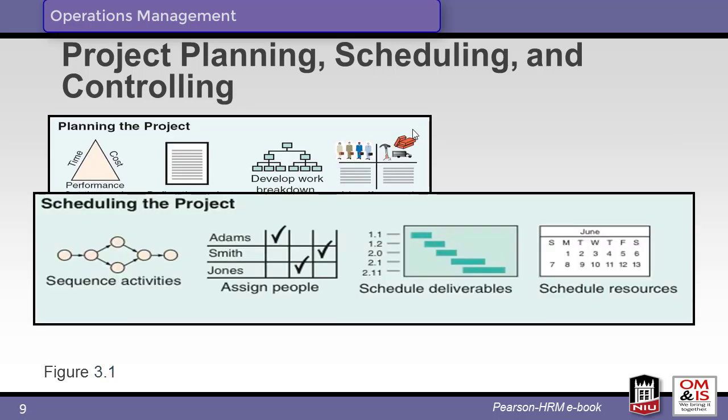Once the plan is complete, the schedule is defined. Scheduling includes the sequence of activities, what comes first, the assignment of people to tasks, scheduling the deliverables, and as a result, scheduling the resources.